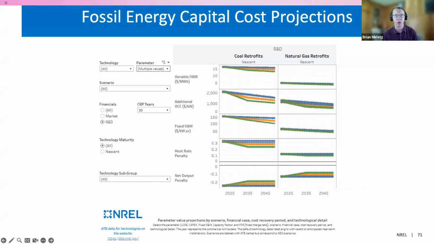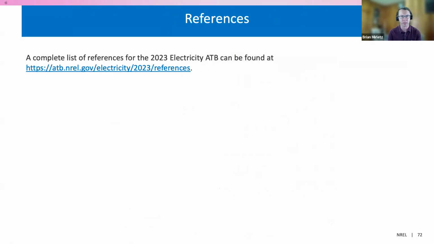And I will note that for both the new build CCS and the retrofits, all costs are within the fence line of the plant and do not include costs for CO2 transportation and storage. So that's an additional cost that should be accounted for with these plant costs. And I think that's it for fossil energy.